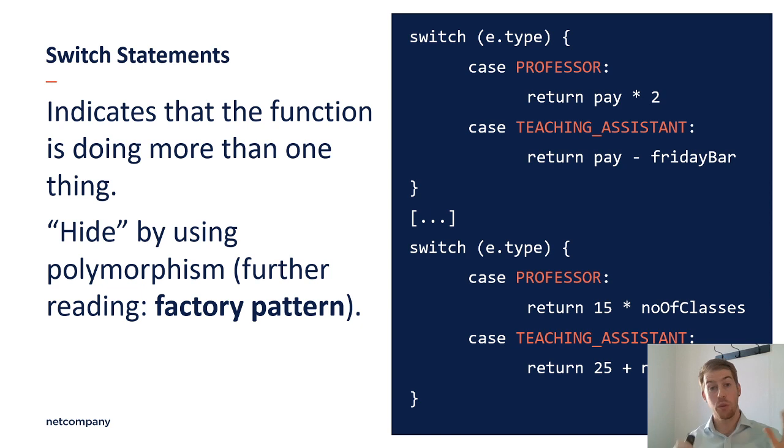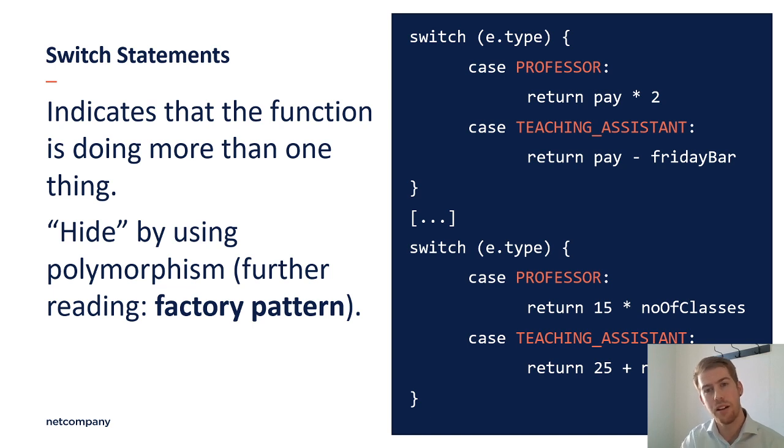So, switch statements. Given that I just told you that functions should only do one thing, switch statements turn out to be a mess. When I first encountered them, I thought they were beautiful. I thought they were a great way to not have these long if else, if else, if else. But switch statements signify that you are obviously doing more than one thing in this function. So instead, what you do is hide it by using polymorphism. I don't have time to go into that today, I think. So if you're not aware of the factory pattern, you can go read on it.